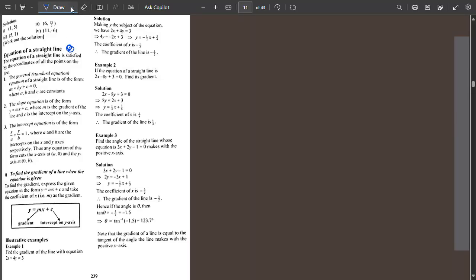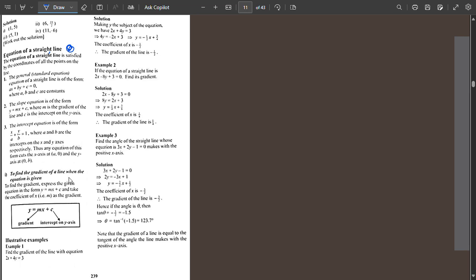Finding the equation of a line. The equation of a line satisfies all the points on the line. And then we have the slope equation and the intercept equation.